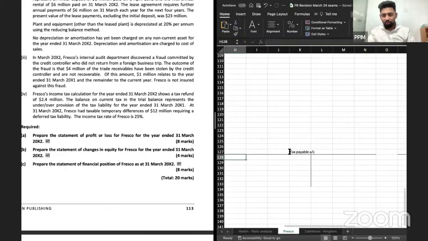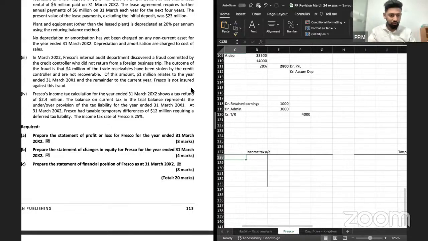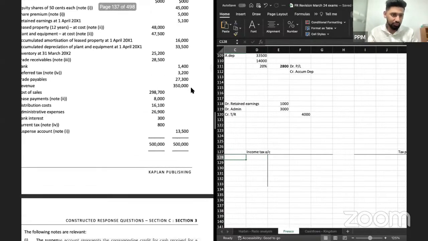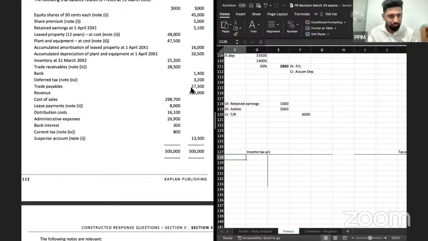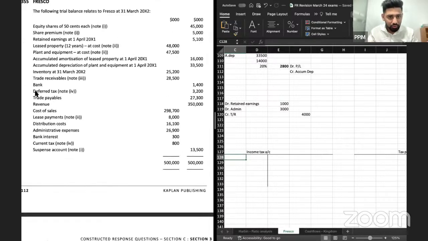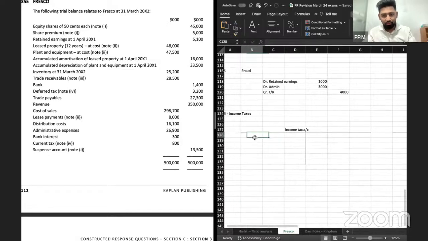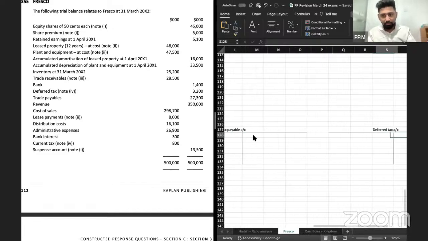Once you put up 3 T accounts, please take the brought forward figures. Go to the question, brought forward figures. What are your brought forward figures? Deferred tax, you have 3,200. Current tax, you have 800. Current tax on your debit side, so I'm going to take my brought forward 800. And then deferred tax, I have on my credit side 3,200. I'm going to take it on my credit side here.